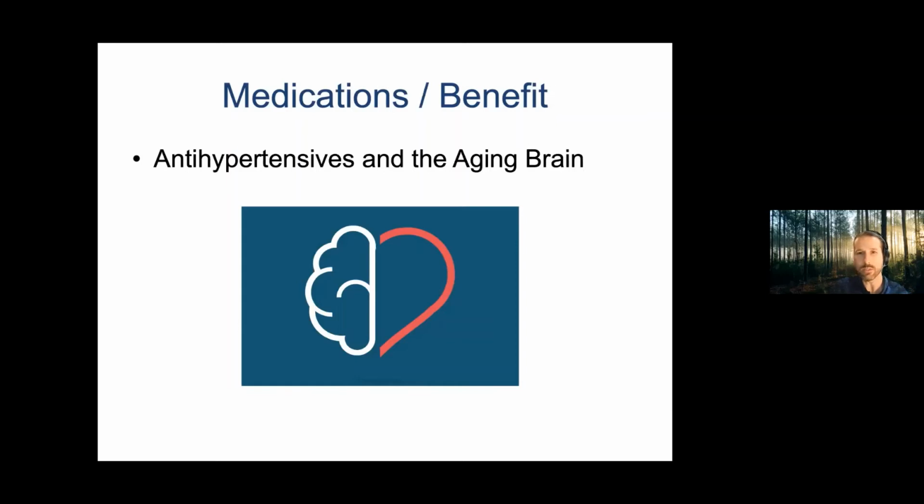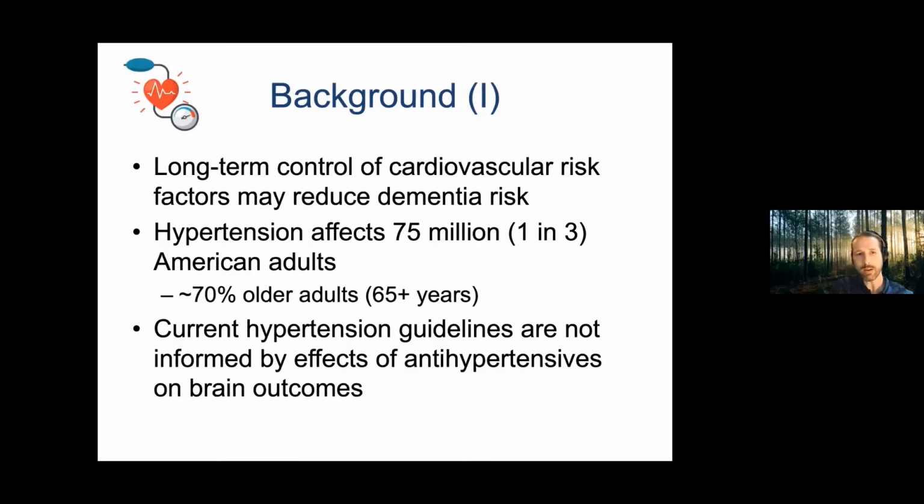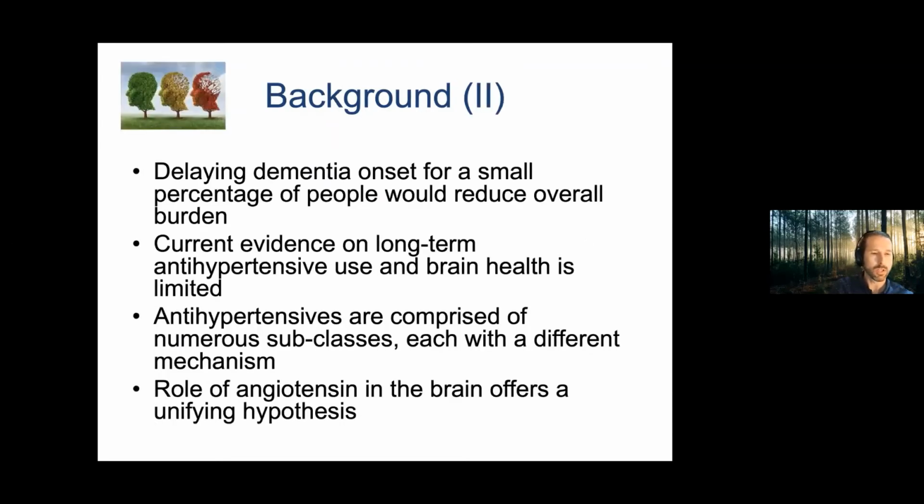So in the world of dementia, one of the most studied and exciting areas is with antihypertensives and possibly reducing risk of dementia. As a brief background, we know from decades of research that long-term control of cardiovascular risk factors may reduce dementia risk. One of the most common cardiovascular risk factors is hypertension, which affects the majority of older adults. But our current hypertension guidelines are not informed by effects of these drugs on brain outcomes, but rather on cardiovascular outcomes and mortality.